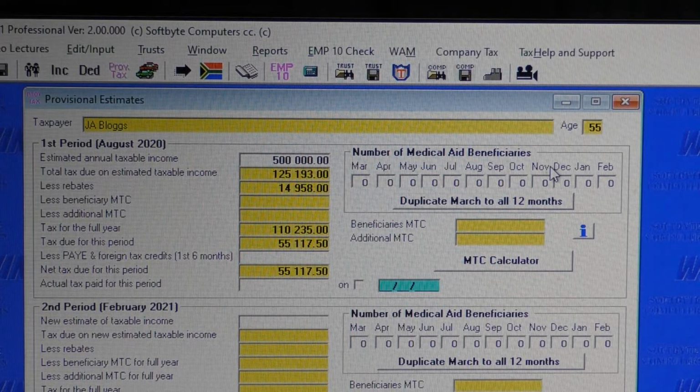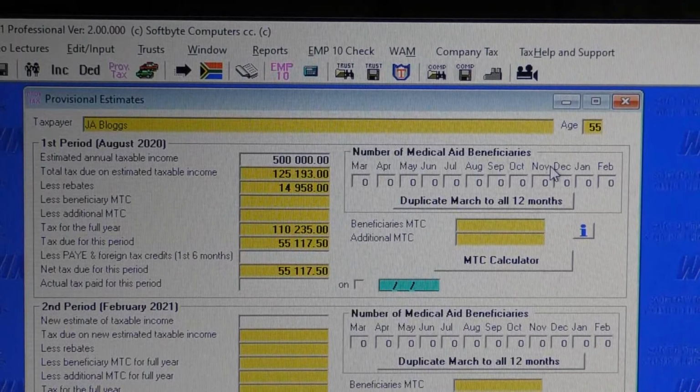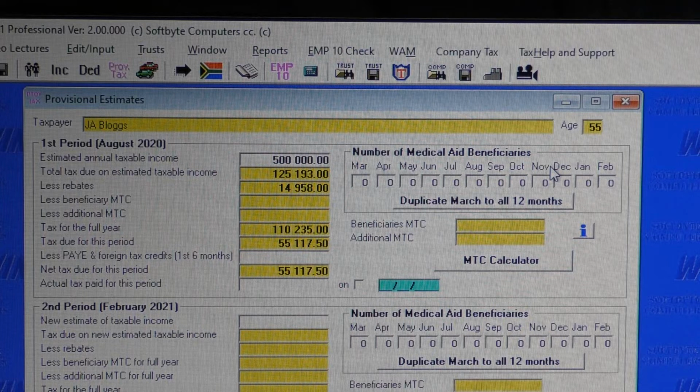We can see that the tax due on the full year's estimated taxable income of 500,000 Rand is 125,193 Rand. The primary rebate is 14,958, and after the primary rebate, the tax due on the full year's income of 500,000 Rand is 110,235 Rand. SARS wants half the tax now at the end of August, so 55,117 Rand and 50 cents is payable now.